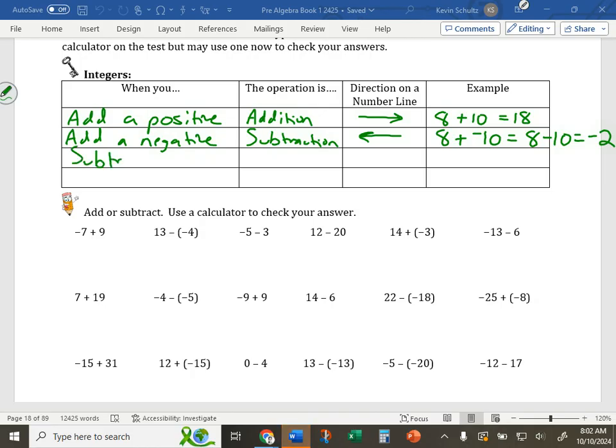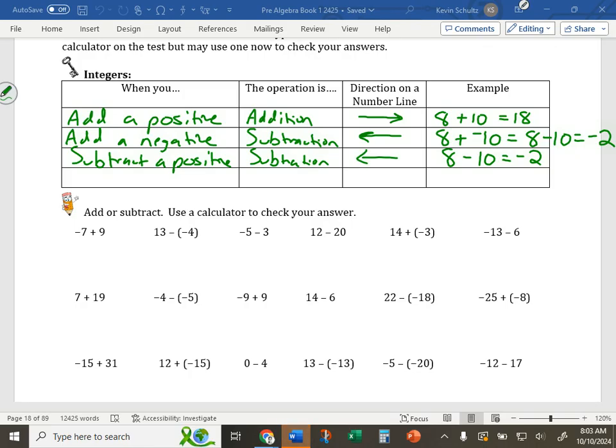Subtracting a positive is basically the same thing as adding a negative. Subtracting a positive would look like 8 minus 10, 8 minus positive 10, which we already know is negative 2. This is kind of what you grew up looking at. You're familiar with this one. You're going to the left there.